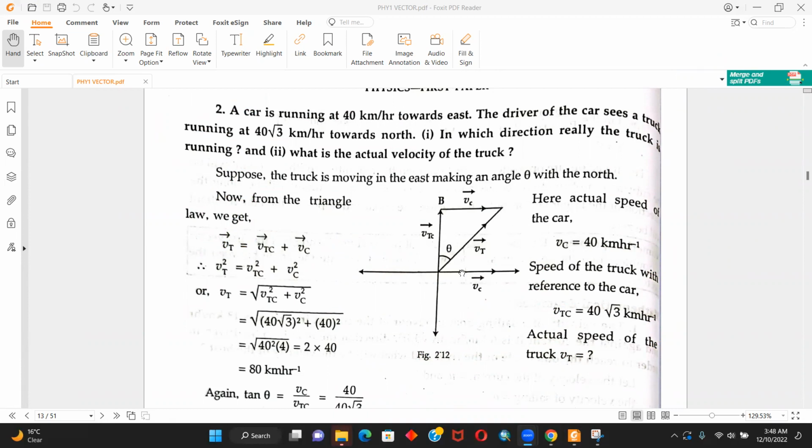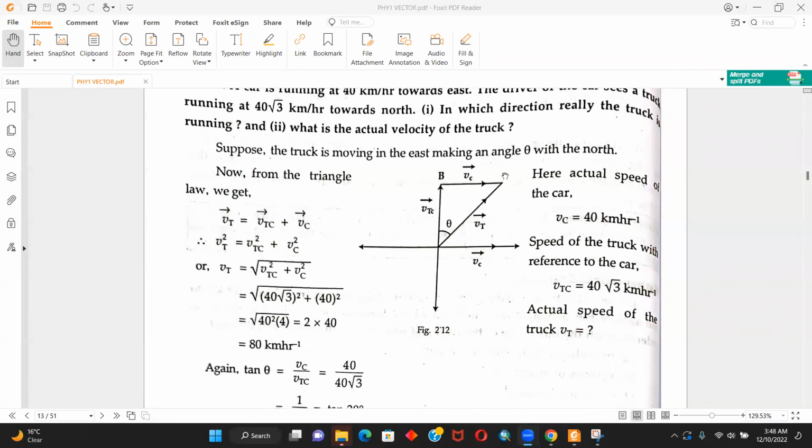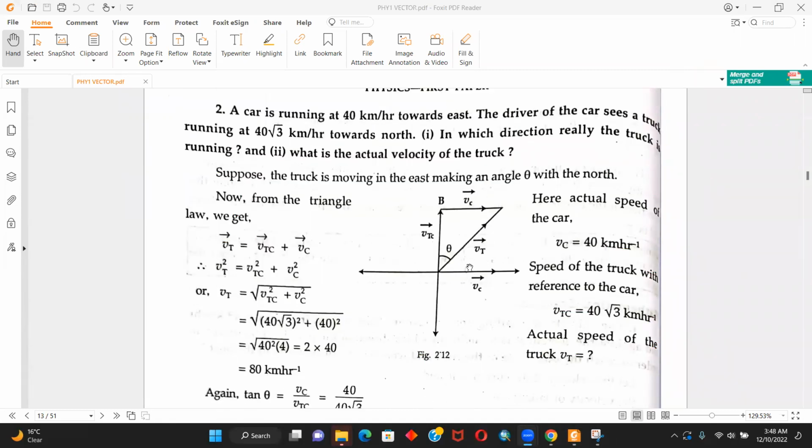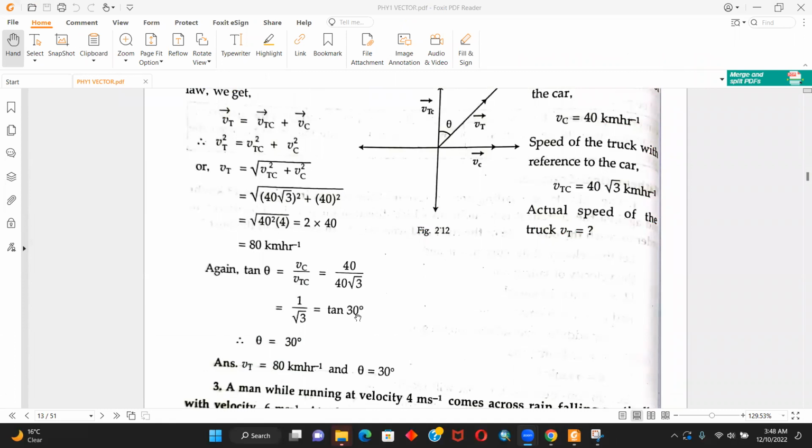Now, also the car is moving in the obviously east direction. So what they've done is they have replaced this vector here, and the vt vector, which is the actual velocity of the car truck, is the resultant vector. Now afterwards, we calculated the resultant vector, which is supposed to be the actual velocity of the truck, and then we calculated the direction of the velocity.